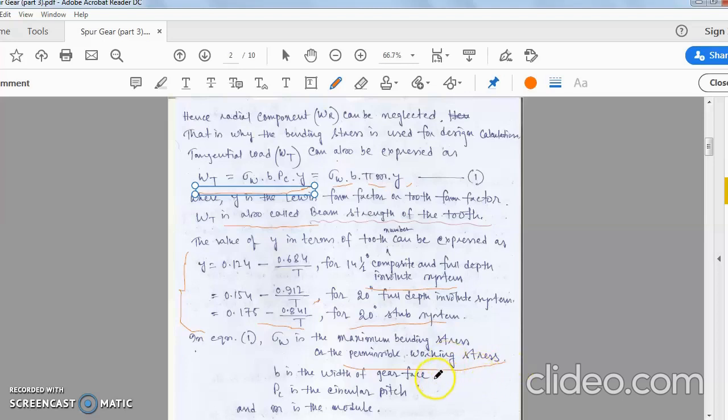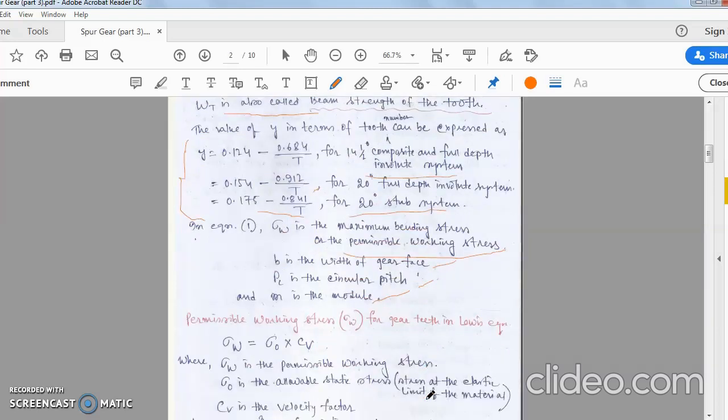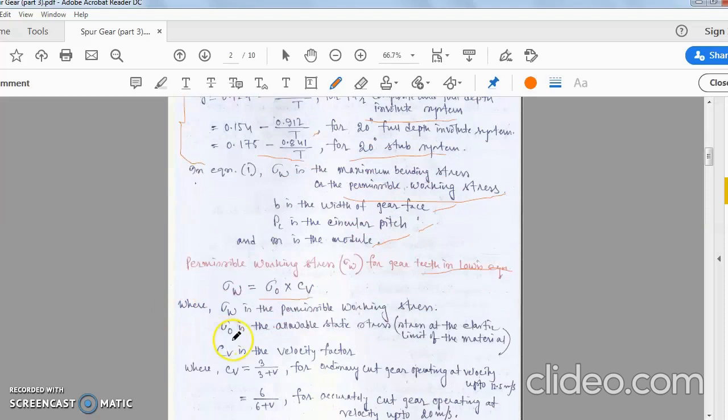B is the width of the gear tooth, PC is the circular pitch, M is the module. Now, permissible working stress for gear tooth in the Lewis equation. Sigma W is the working stress, so sigma W is basically sigma 0 into CV. What is sigma 0? Sigma 0 is the allowable static stress, or static stress means the stress at the elastic limit of the material.